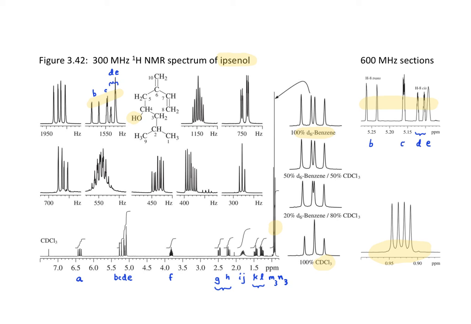The doublet of doublets at 6.4 parts per million corresponds to the methine CH, which is labeled carbon 7. B, with a large coupling constant, is the trans hydrogen at H8. C is one of the hydrogens at C10. D is the cis hydrogen at H8. And E is the other hydrogen at C10.